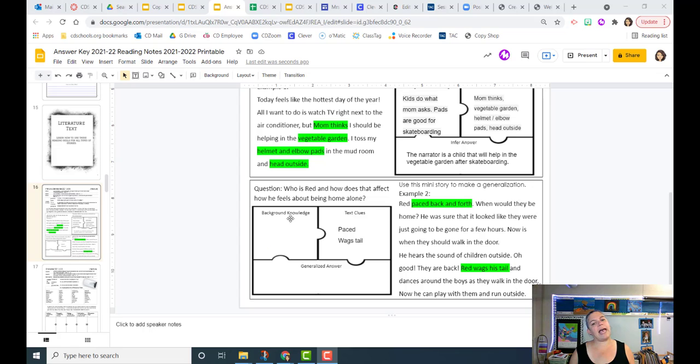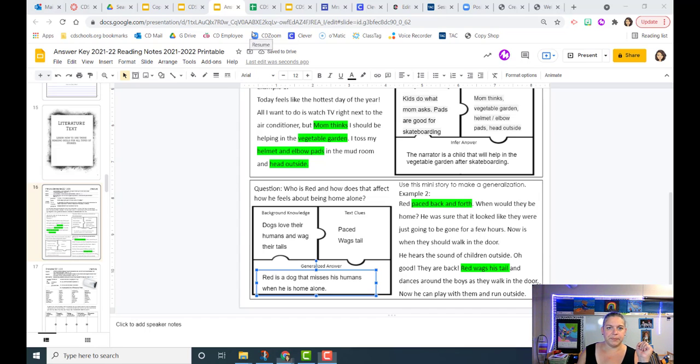So now I need to add in my background knowledge. What do I know? Well, I know that when people are anxious, they walk around. I also know that people don't have tails, but dogs have tails, and dogs can also pace back and forth when they're worried and get excited when people come home. So I can just put it right here in background knowledge. Dogs love their humans and wag their tails. So then I can put this all together in my answer.